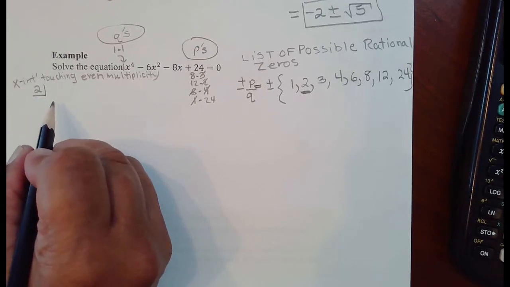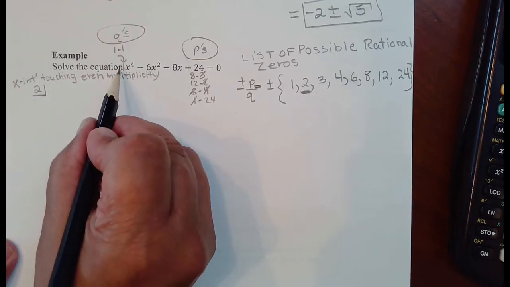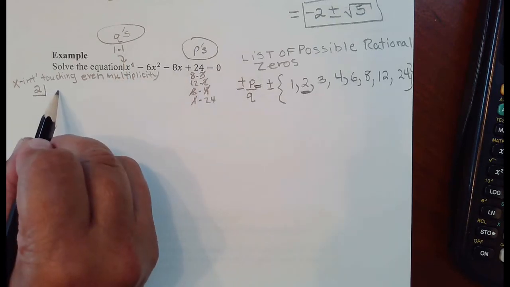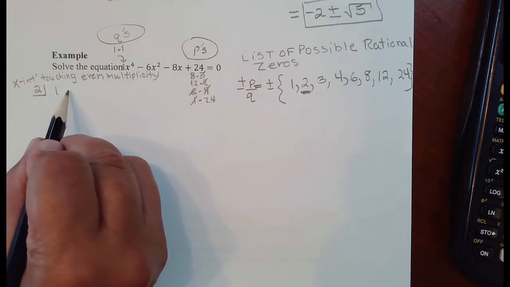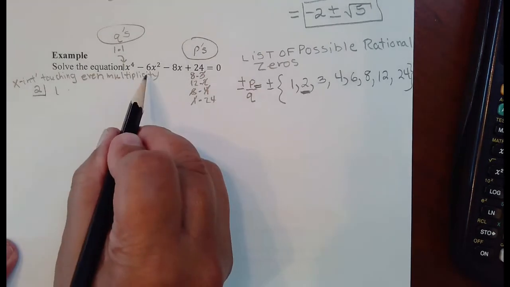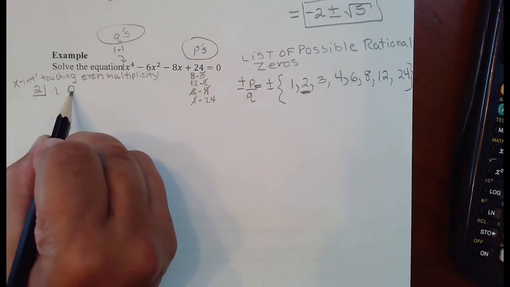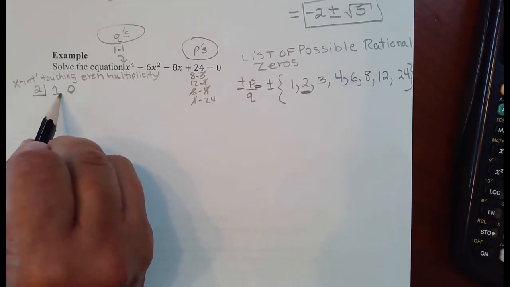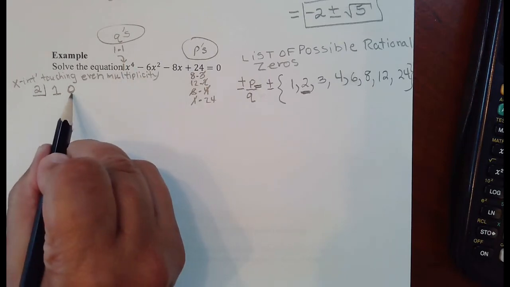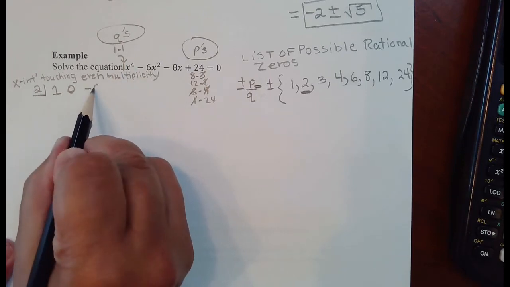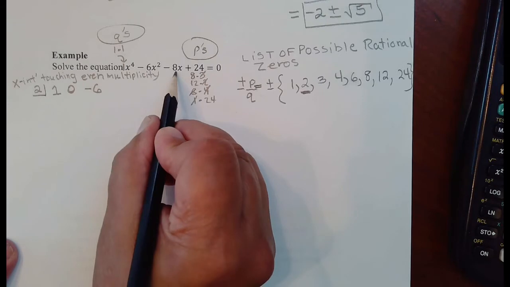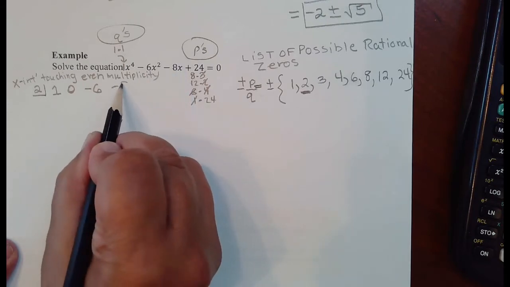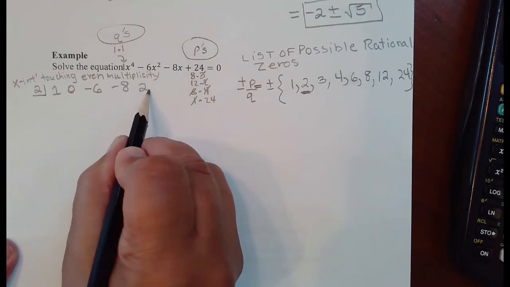So let's use it the first time, stretching out these coefficients horizontally, so 1. Notice that the third degree term is missing, so we're going to put in a 0 for the third degree term. The 1 represents the fourth degree. This is the third degree term. This is the second degree coefficient. This is the first degree coefficient, and this is the constant.